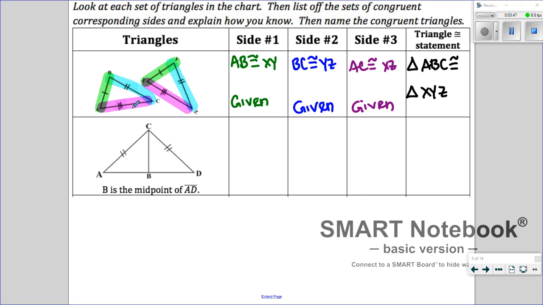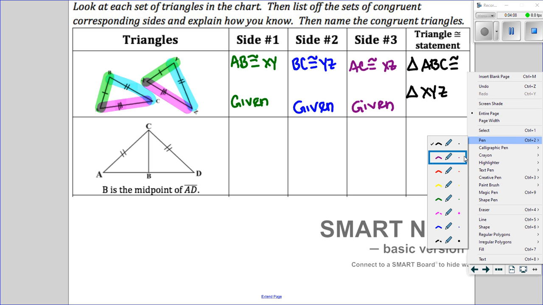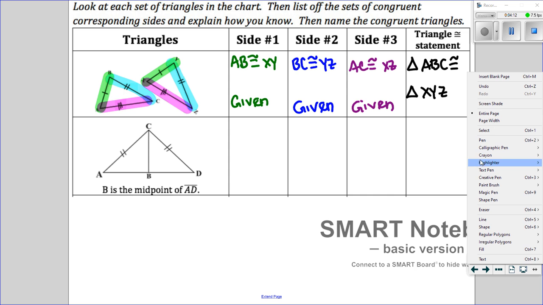So that's all you have to do. If they give you a marking or any information, then you just write the congruency statement and then the reason why. All right, the next one, we have triangle ACB and triangle DCB, and they say that B is the midpoint of AD. So I'm going to start marking stuff by highlighting it.